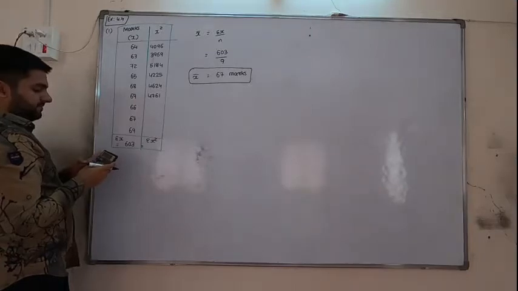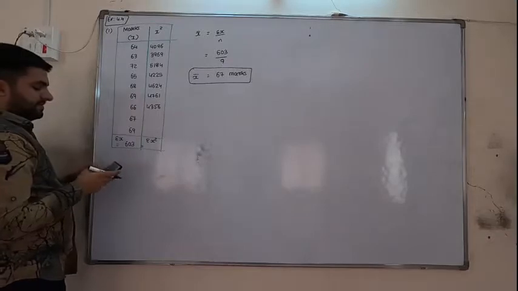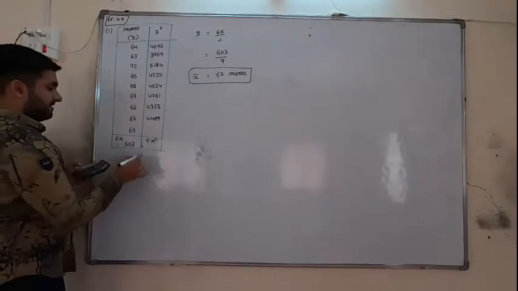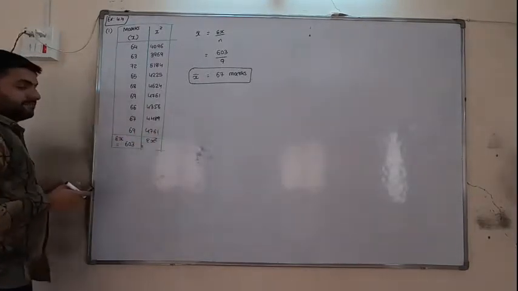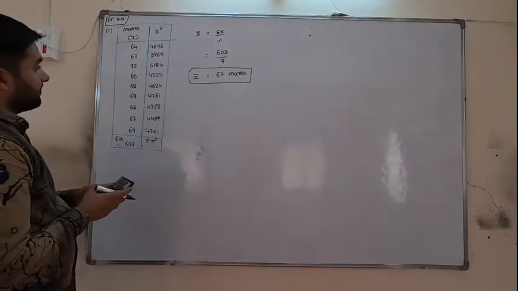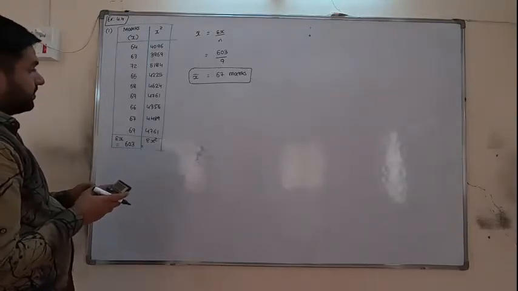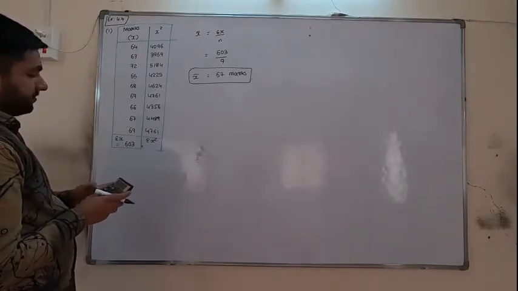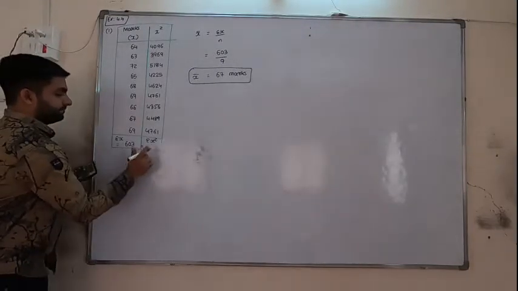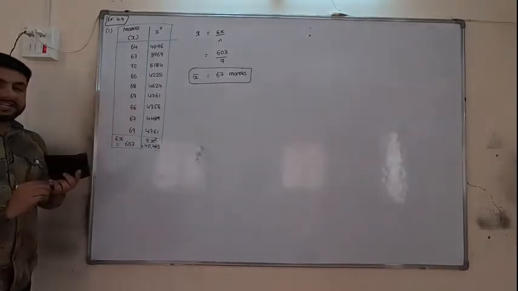66 square is 4356. 67 square is 4489. 69 square is 4761. Let's take the total: 4096, 3969, 5184, 4225, 4624, 4761, 4356, 4489, 4761. The total is 40,465. Have the habit of checking.